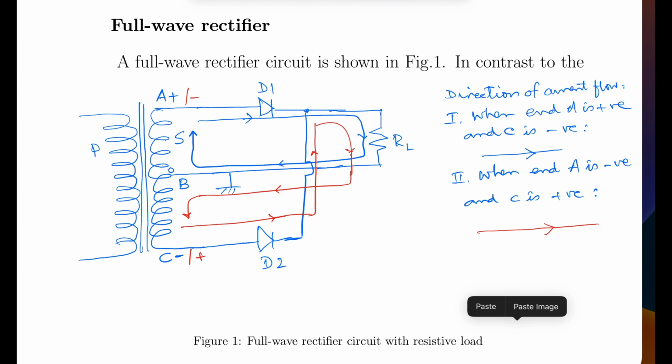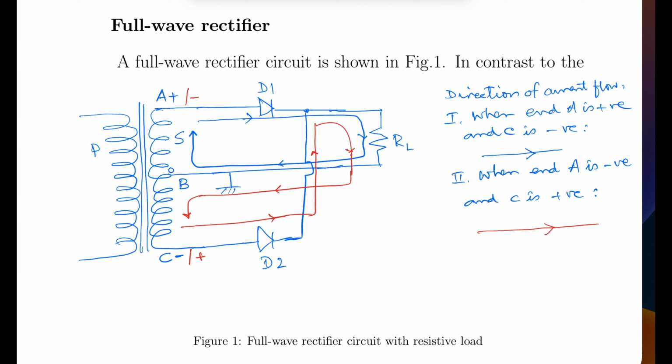A full wave rectifier circuit is shown in figure 1 here. So this is your transformer. This is the primary coil and this is your secondary coil. This is center tapped. That means the middle of this is earthed. We are using two diodes here. This is one diode and this is another diode here.